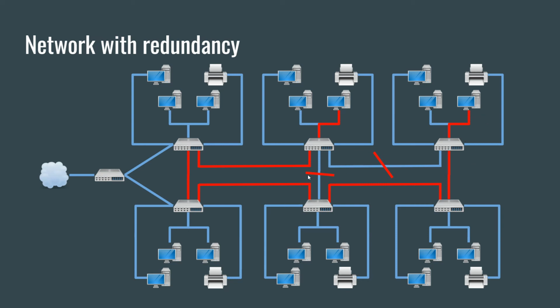So here I took out 2 different wires, and the data on any part of this network can still get to any other part of the network.